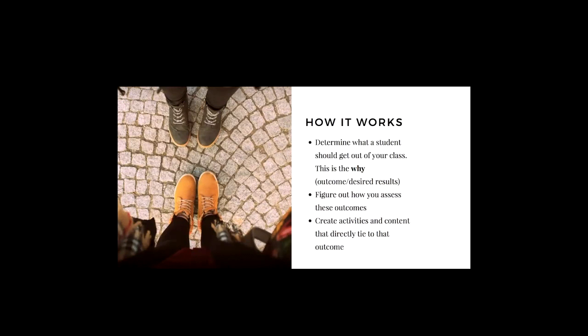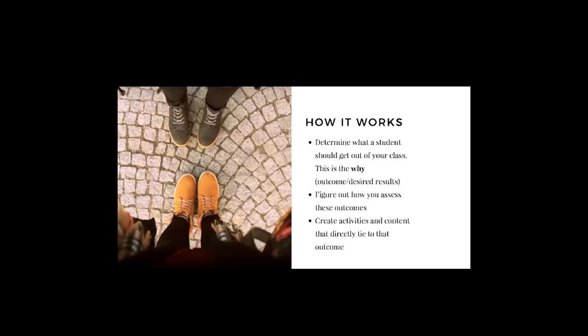So as I was mentioning before, the first thing you want to do, determine what a student should get out of your class. So what should they get out of your class? When they're signing up, when they're paying for it, at the end of the semester, what should they walk away with? And that's really the essence of what we do when we're teaching. Also, figure out how you're going to assess those outcomes. So it's not just enough to ask why. How are you going to measure it to make sure that they are reaching those outcomes? How do you know that students are actually leaving there with it?